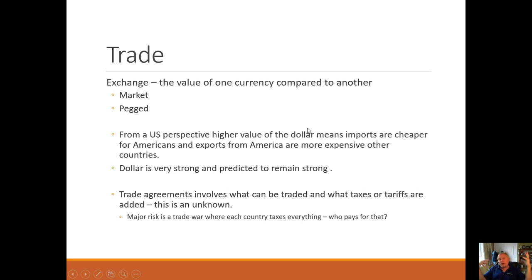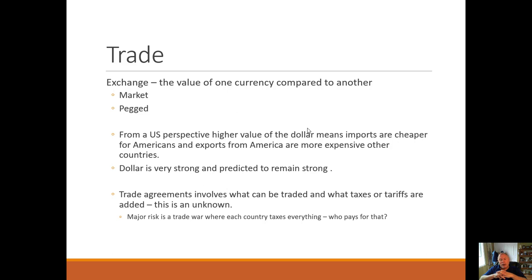First is the exchange rate, the value of one currency compared to the other. Some are market driven, willing buyer, willing seller. Others are pegged to a currency. From a U.S. perspective, the higher value of the dollar means imports are cheaper for Americans and exports from America are more expensive for other countries. So the dollar is fairly strong today and we expect it to remain strong.